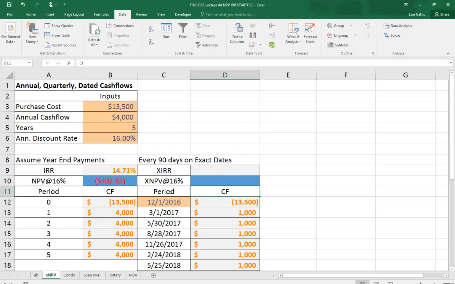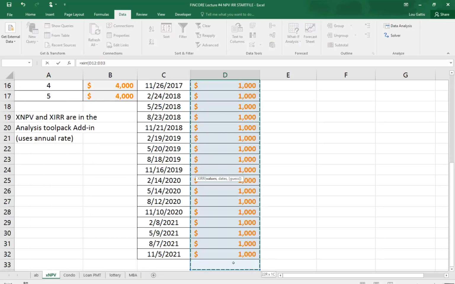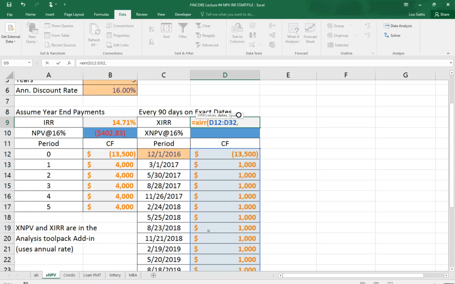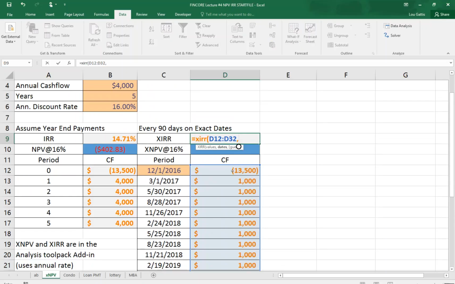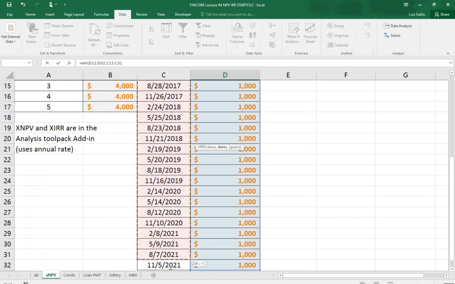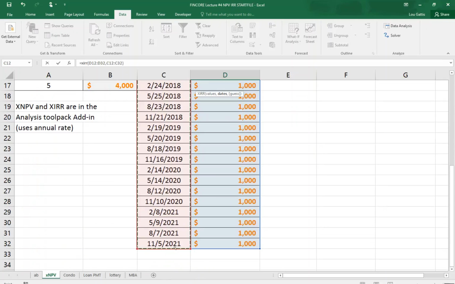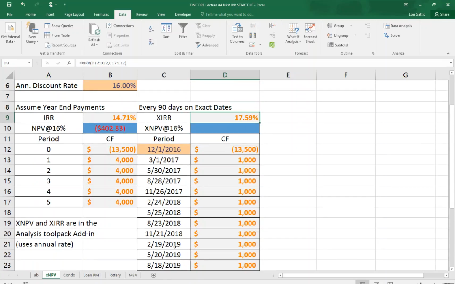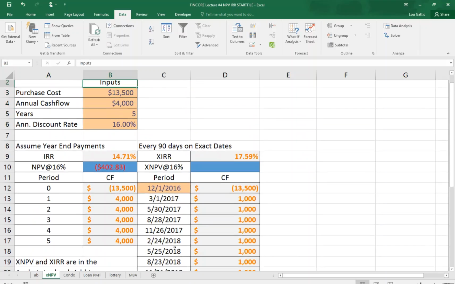Now, if you have dates, Excel has something called the XIRR and XNPV that uses actual date timing. So I can say equals XIRR, put in the values of the cash flows. It doesn't matter if you start IRR at period 0 or period 1. It can accept either, because really all it's doing is calculating a return on the initial investment. And then it says dates. And I get an IRR of 17.59%. So now this one exceeded the cost of capital, and now we'll accept it.